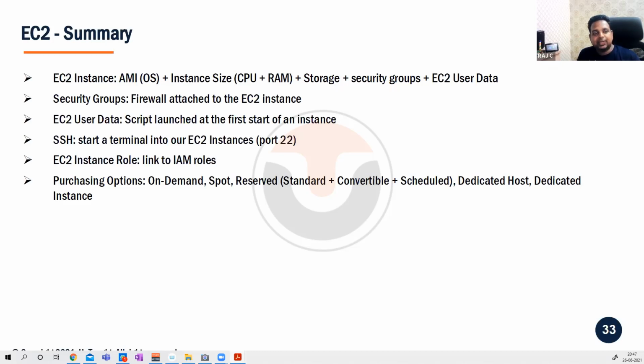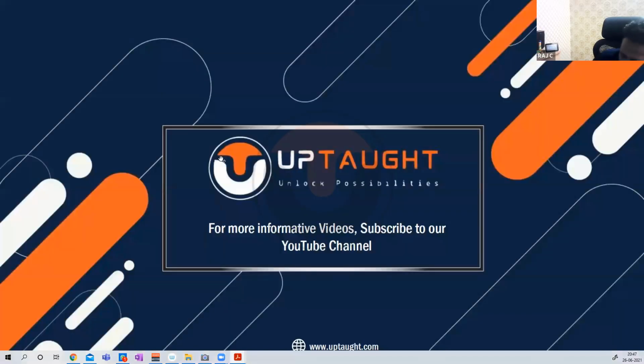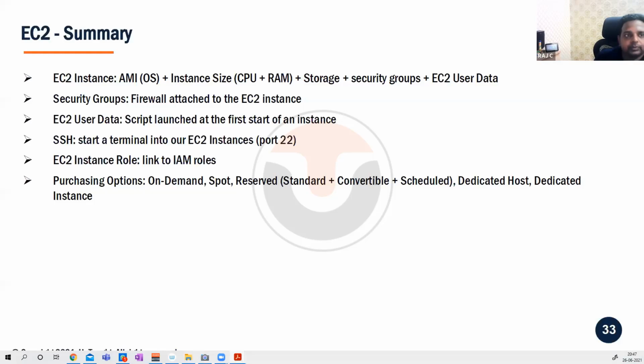So EC2 instance role, something that I've not really seen yet. I will just quickly see the instance role. Okay. So the last option is purchasing option. On demand, spot, reserved, dedicated host, dedicated instance. Okay. So let's look at the missing one here, which is the link to IAM role. Why do we have to link to an IAM role? Okay, so take this example.